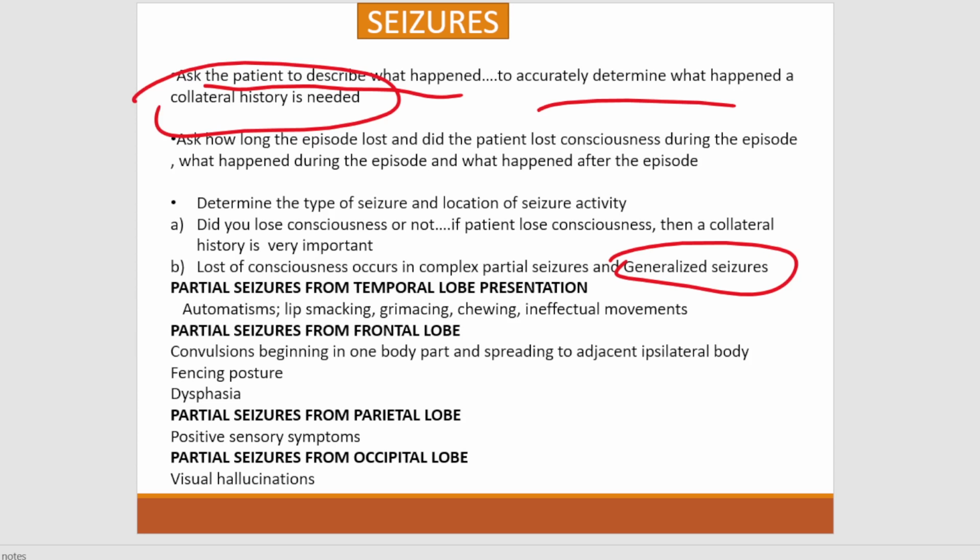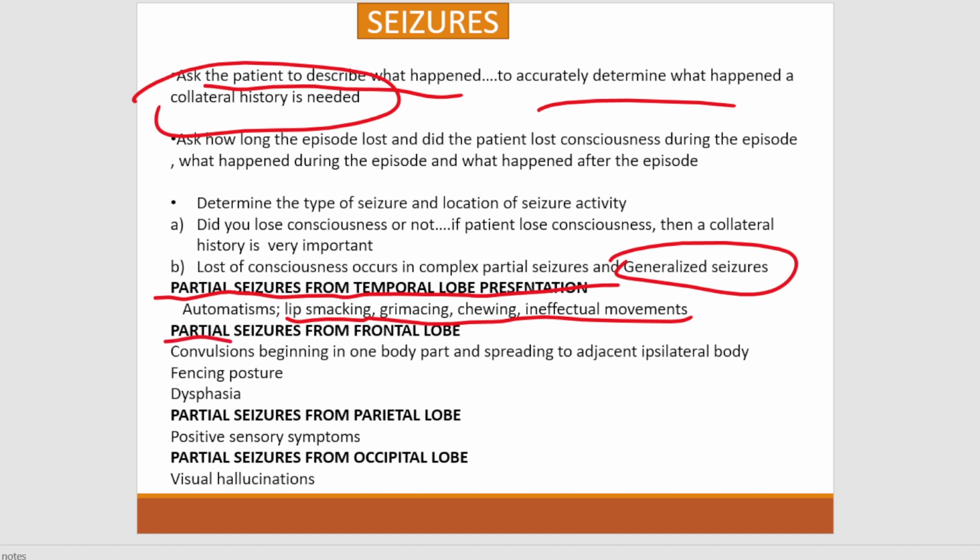If the patient has not lost consciousness, then it is a partial seizure, so we can attribute the partial seizure to a particular region by asking a few questions. If the partial seizure has arisen from the temporal lobe, there will be lip smacking, grimacing, chewing, and ineffective movements. These partial seizures may be followed by generalized seizures. So if the patient describes that initially I had lip smacking, chewing, grimacing, and then a seizure occurred, it means the seizure has originated from the temporal lobe.